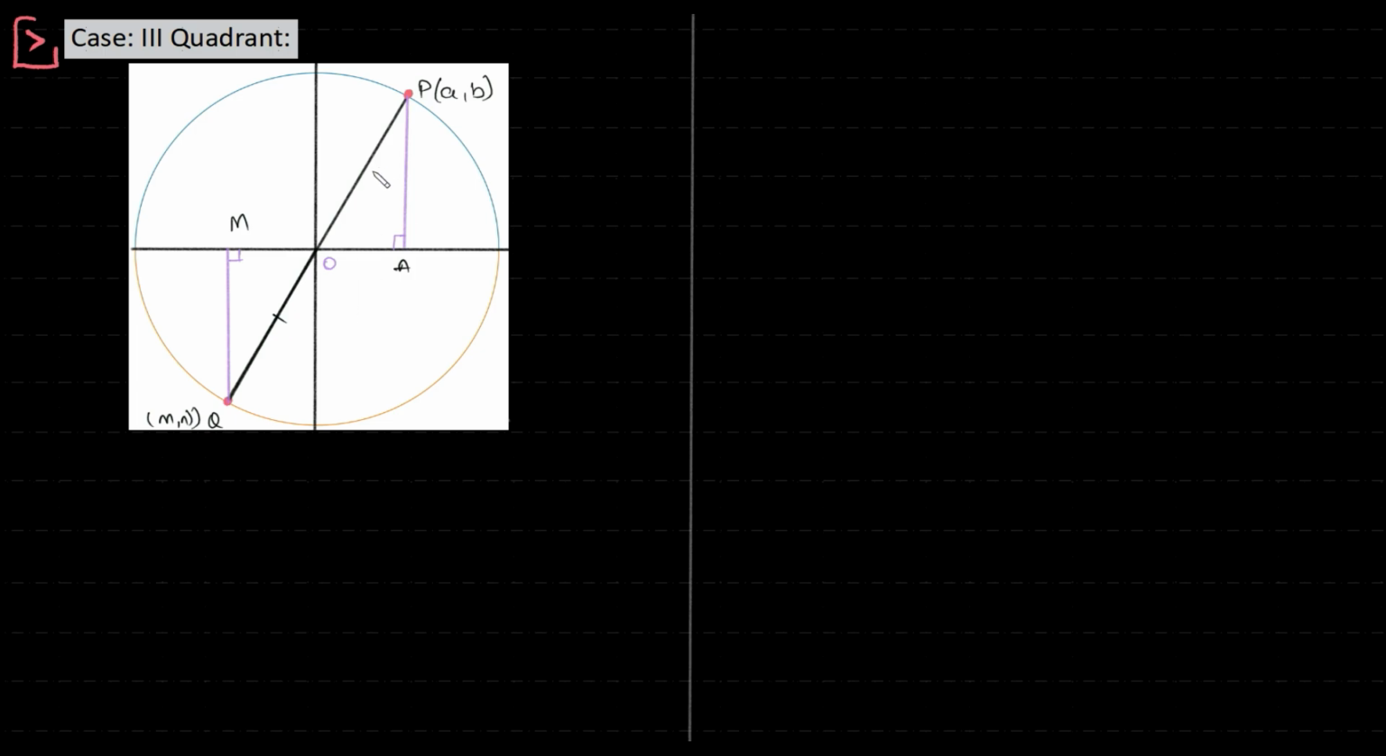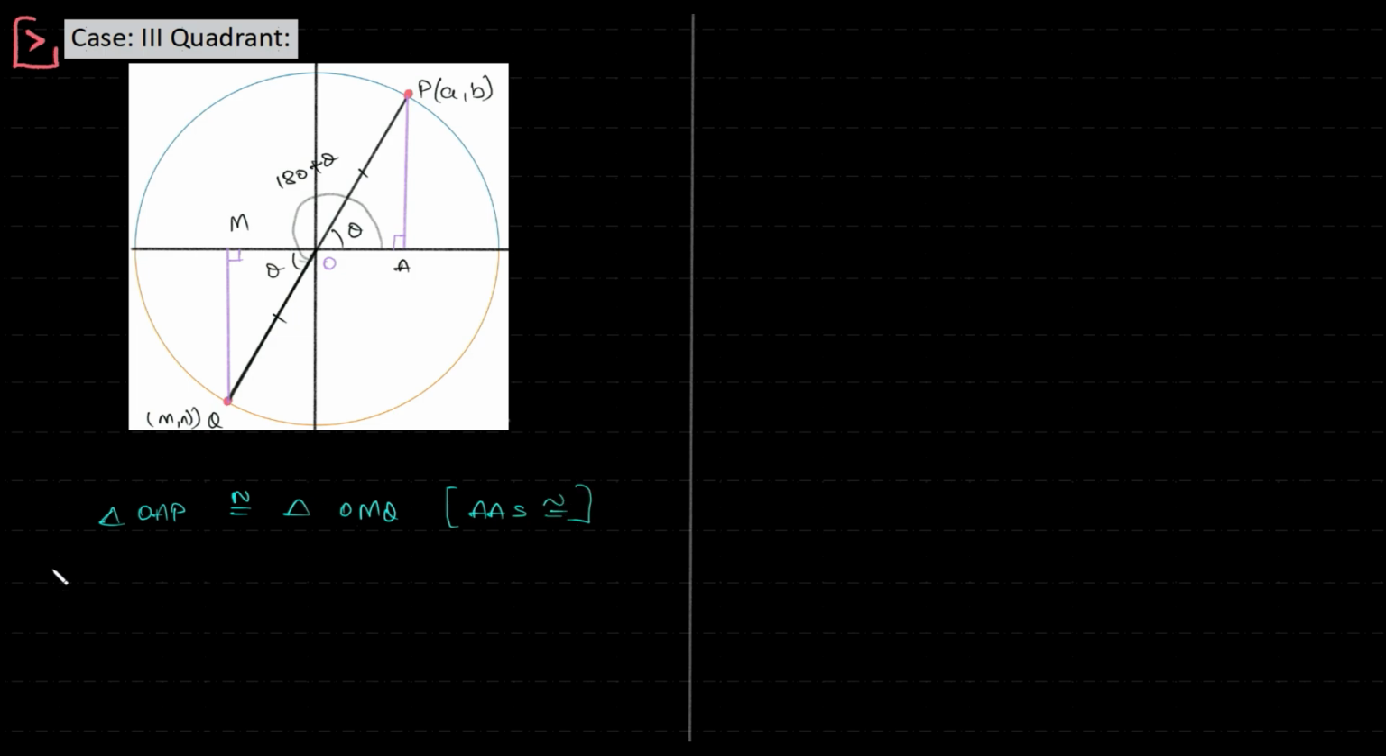scenario. We have the radius, vertically opposite angles, and in terms of whole angle, this would be what? This would be 180 plus theta. Okay, so we are looking at the third quadrant, right? So it's 180 plus theta. So obviously these two are congruent as usual. So we are going to write that triangle OAP is congruent to triangle OMQ, as per AAS congruency.